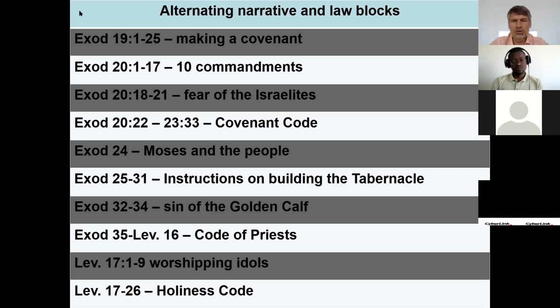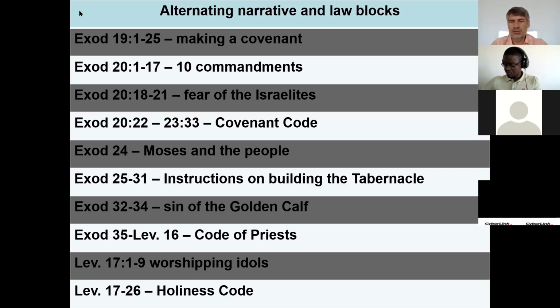So in order to understand the legislation, we need to understand the context, why the legislation was given. So we cannot interpret the laws of the Old Testament, especially the laws of the Pentateuch, separately from the context. I will give you several examples of how the laws and the context are related to each other.